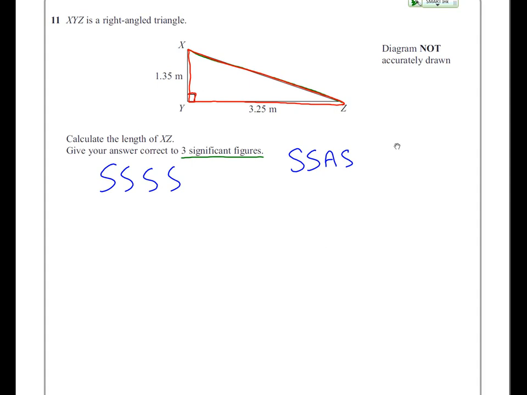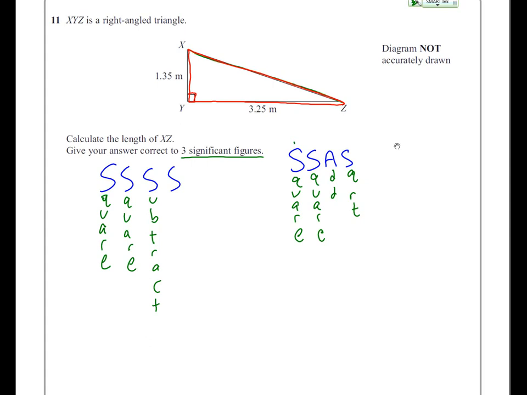It means square, add, square root. And this means square, subtract, square root. All you need to know is which version to use. Do you subtract or do you add?